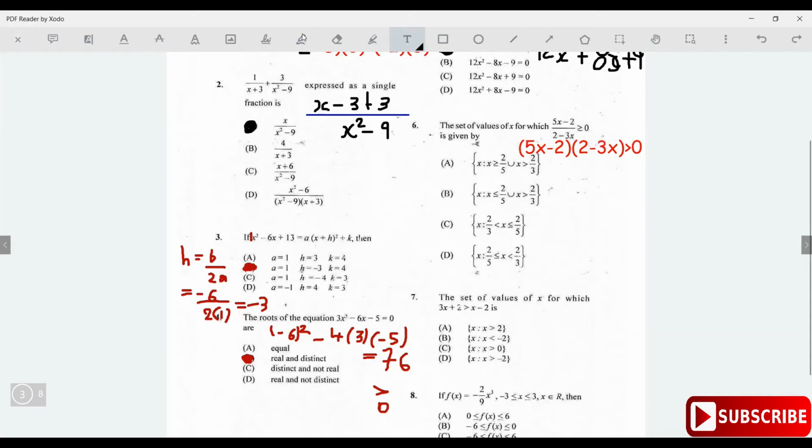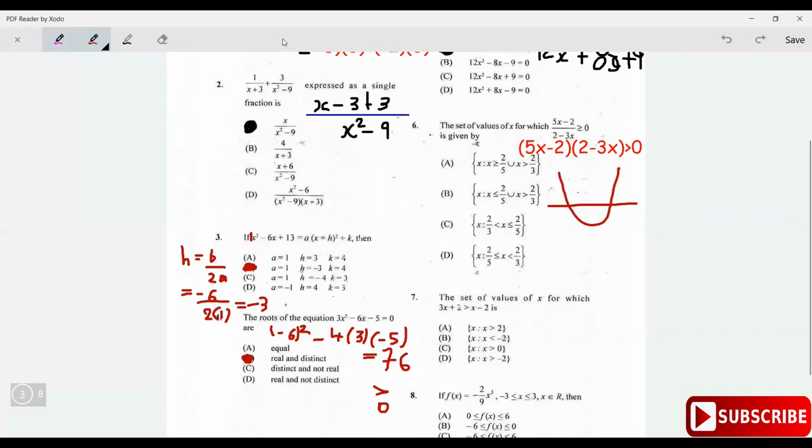And then if this is greater than 0, if you were to sketch a graph to show what's going on, look at this. This times this is negative, so it's a frown curve. This is frowning. The roots would be, it looks like, 2 over 3 right here, and this looks like 2 over 5.